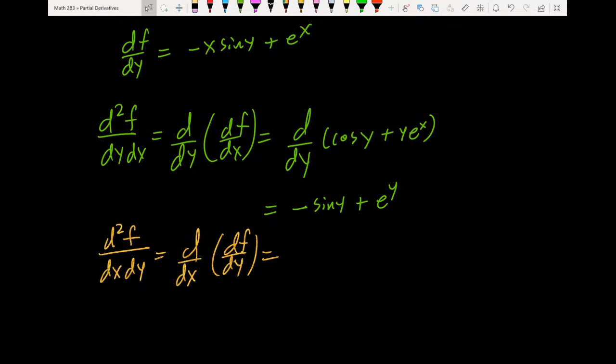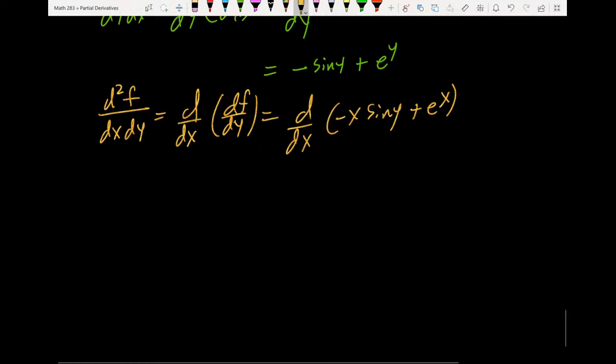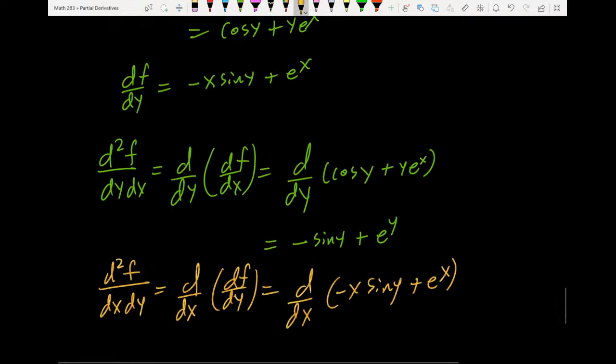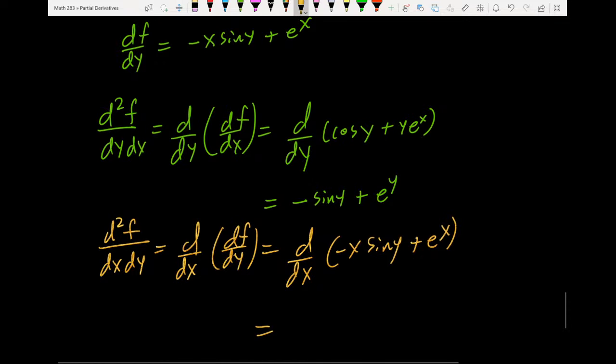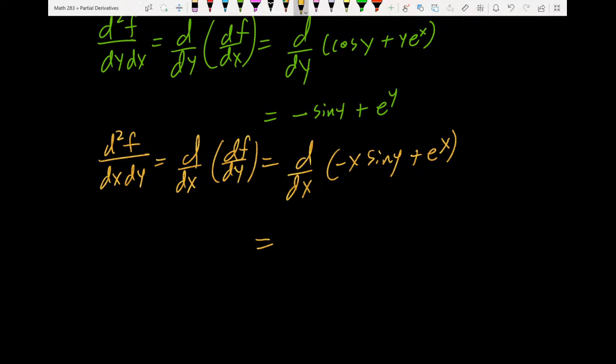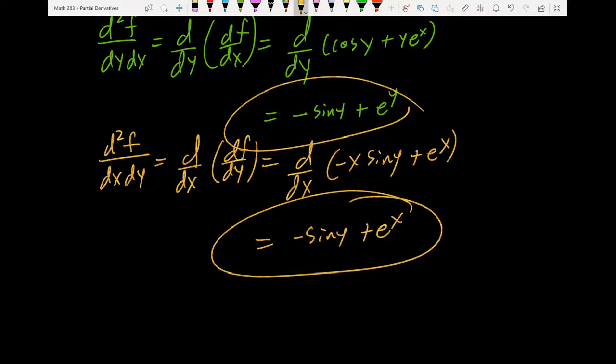And df dy is what? Negative x sine of y plus e to the x, right? Yeah, okay, good. So now the derivative of that would be negative sine of y plus e to the x. Oh my god, look at that. It's the same. So for dy dx, the order really doesn't matter. You'll get the same answer.